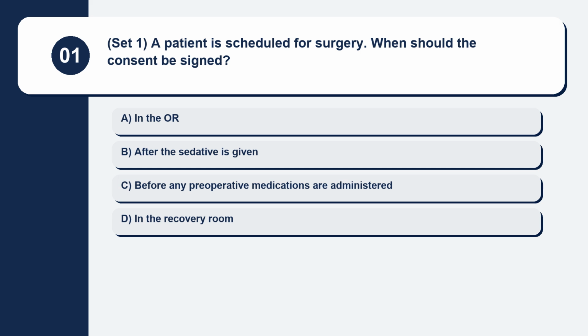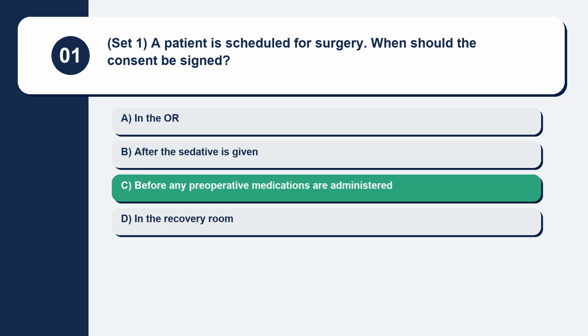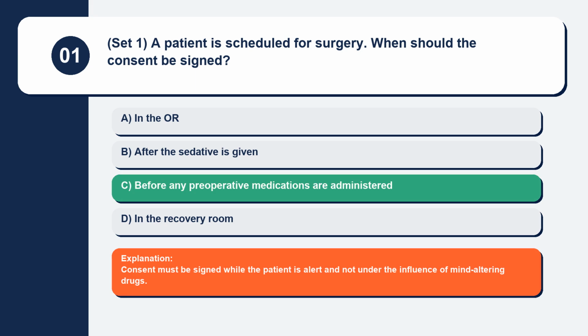Question 1. Set 1. A patient is scheduled for surgery. When should the consent be signed? In the OR, after the sedative is given, before any preoperative medications are administered, in the recovery room. Consent must be signed while the patient is alert and not under the influence of mind-altering drugs.